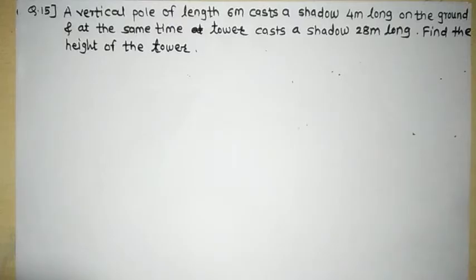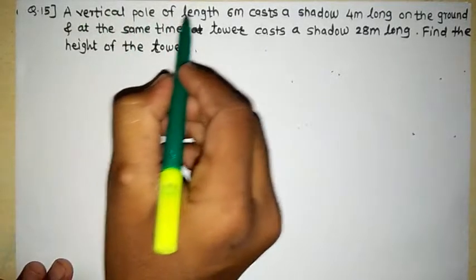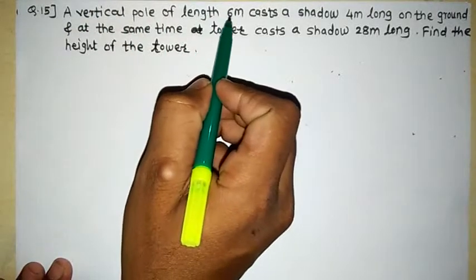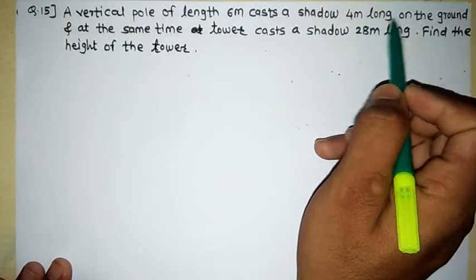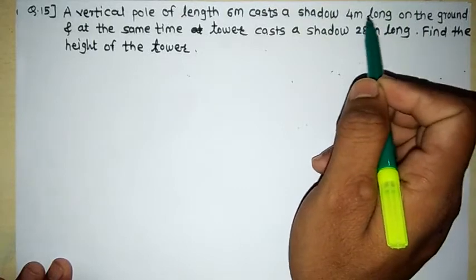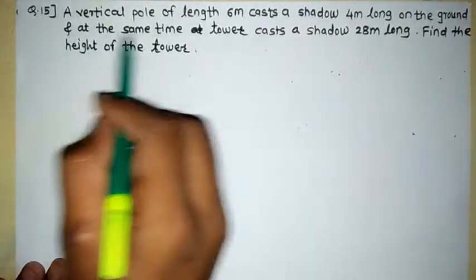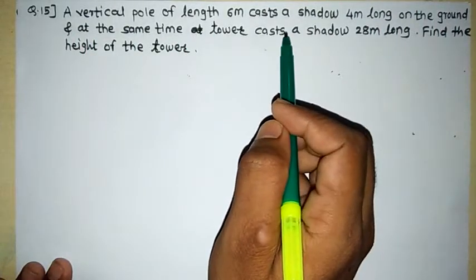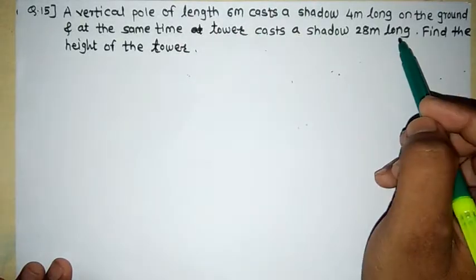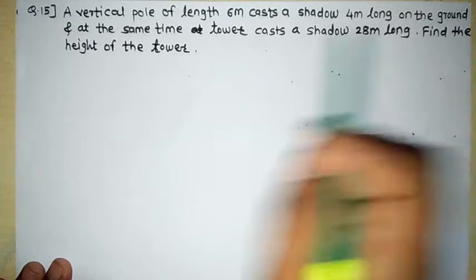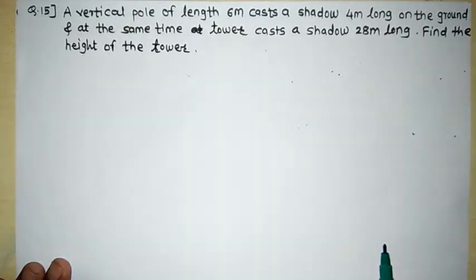Now we will see question number 15. See what is given in question number 15. A vertical pole of length 6 meter casts a shadow of 4 meter long on the ground. At the same time, another tower casts a shadow of 28 meter long. Find the height of the tower. Here we have to find the height of the tower.